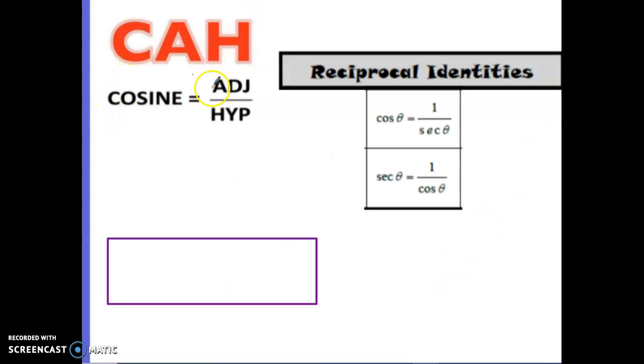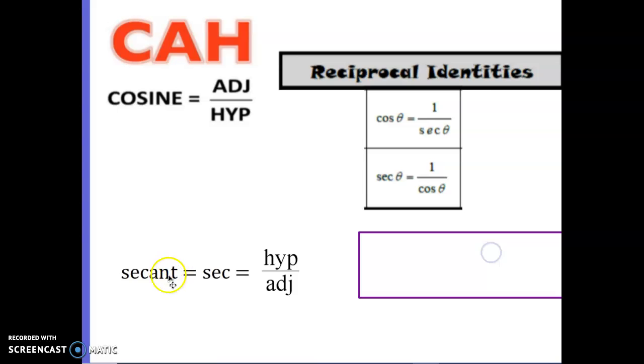Okay, let's look at the next one. Cosine. Cosine was adjacent over hypotenuse, and the reciprocal of cosine is secant. So secant is cosine upside down, cosine is secant upside down. So what I want you to pause and write on your paper, secant, which is spelled this way and abbreviated this way, is cosine upside down. Secant is hypotenuse over adjacent. It is the reciprocal of cosine.